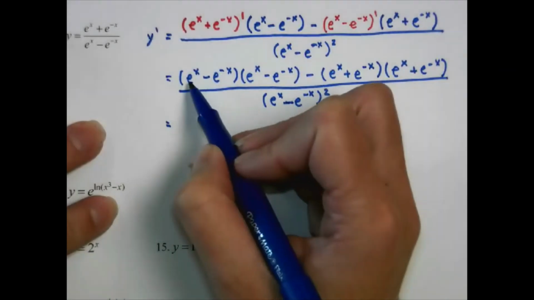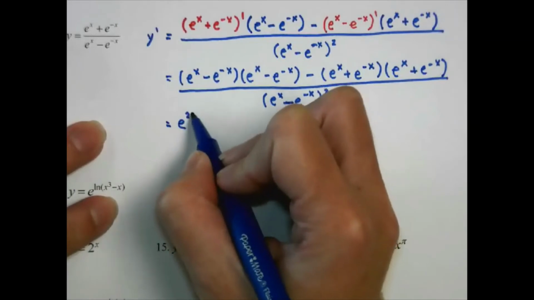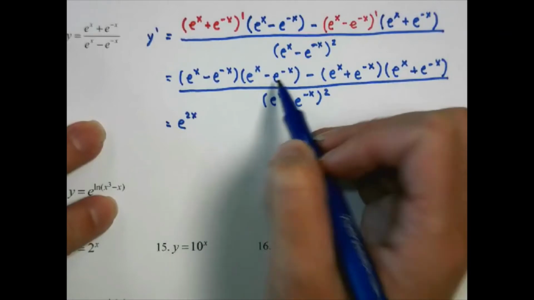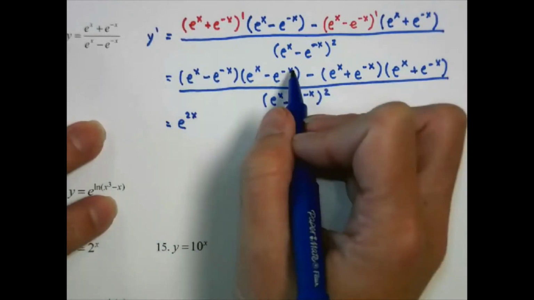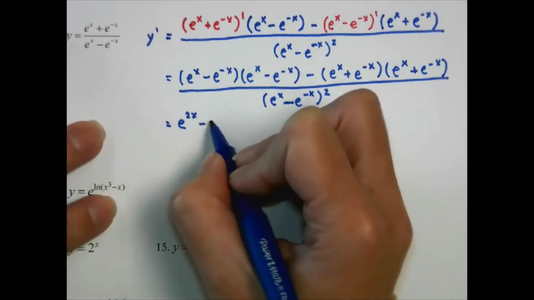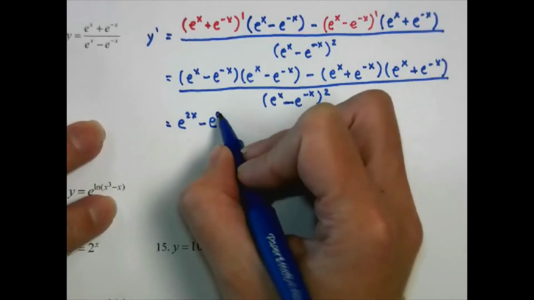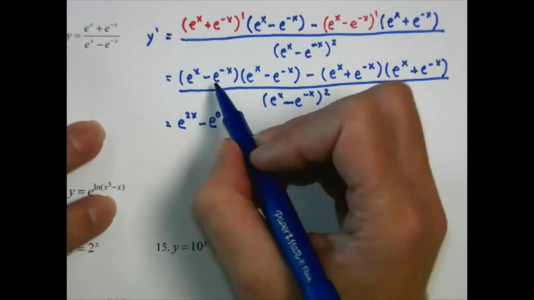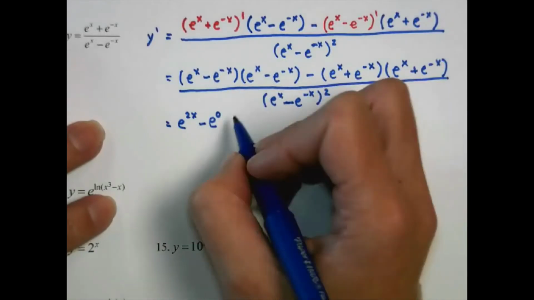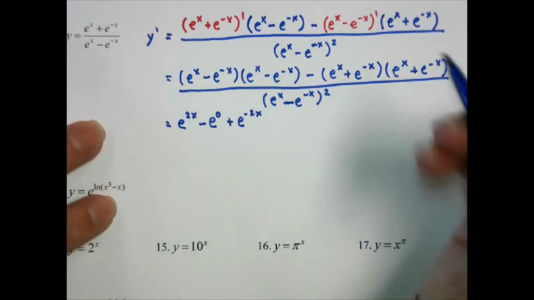So when we FOIL, we're doing e to the x times e to the x, which is going to be e to the 2x, e to the x minus a negative e to the negative x. So when we multiply with the same base, we're adding the exponents. So this is going to be minus e, if I add x and negative x, I get 0. And then a negative e to the x times a negative e to the negative x is going to be a positive e to the negative 2x.